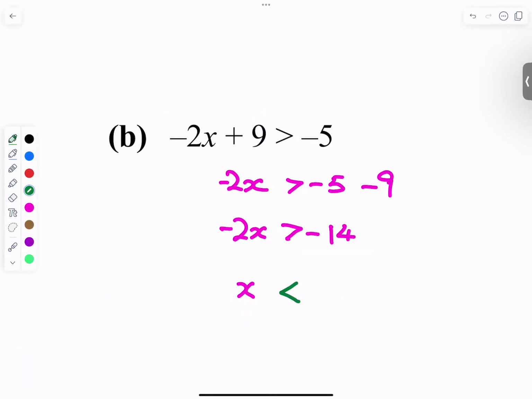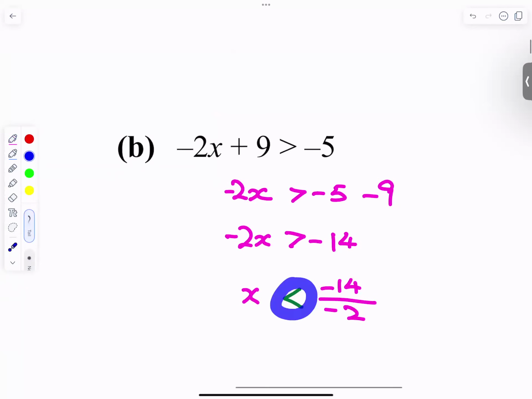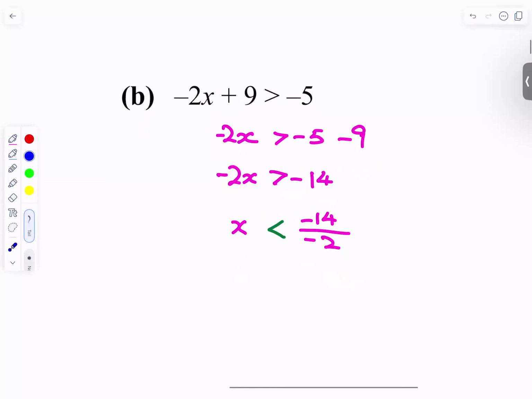Yes, because the coefficient of x here is a negative. So when it goes to the other side, it becomes division and 2. And the sign will change. But don't disappear the negative with that. Oh, and then click, you get 7.